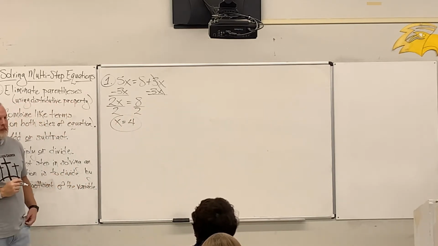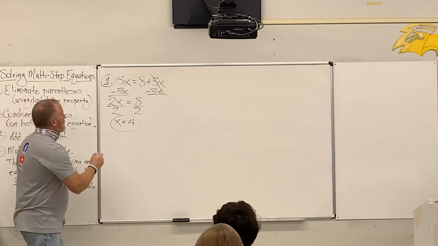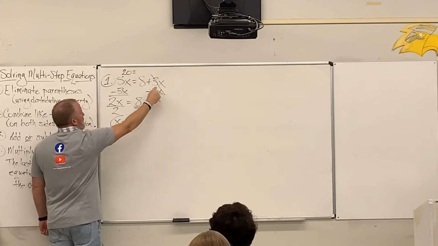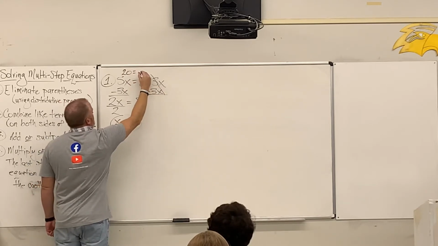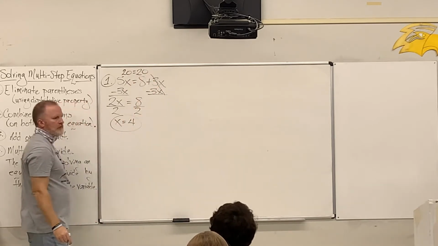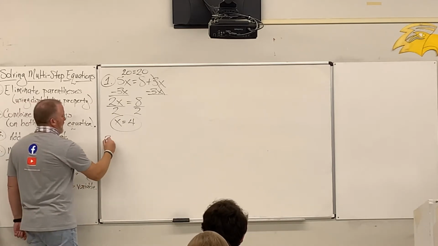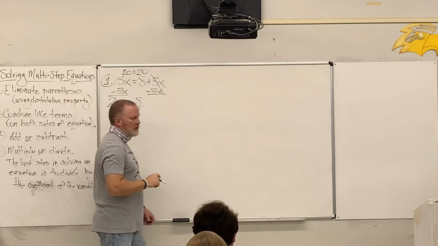Easy enough, right? And you can check that. If x is equal to 4, 5 times 4 is 20. 3 times 4 is 12. 12 plus 8 is 20. Right? So both sides come out equal. That solution works for that equation. Any questions on number 1?